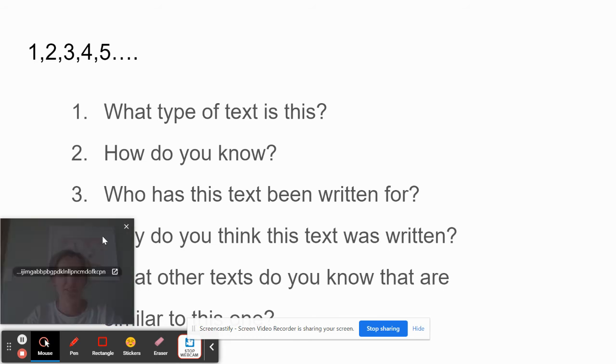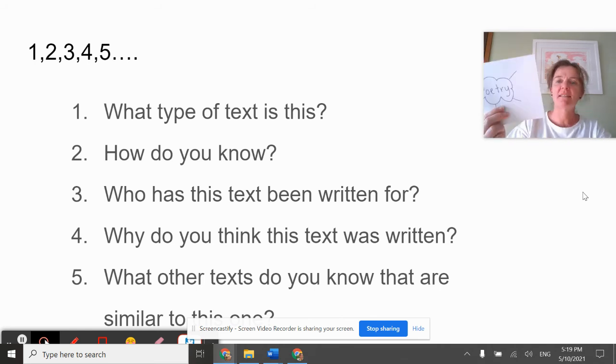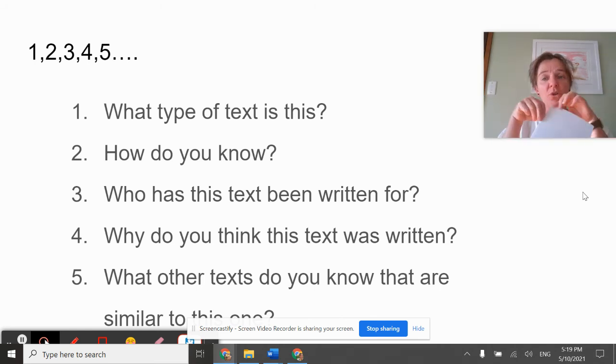You've got some questions to answer about that piece of writing. So if you've done your poetry like this, you can flip over to the back, or you can use some lined paper. We've got a few questions today you'll need to answer. If you've got your book, you can just write in there. First question is, what type of text is this? It's not an information report. It's not a procedure. The next one says, question 2, how do you know? Question 3, who has this text been written for?